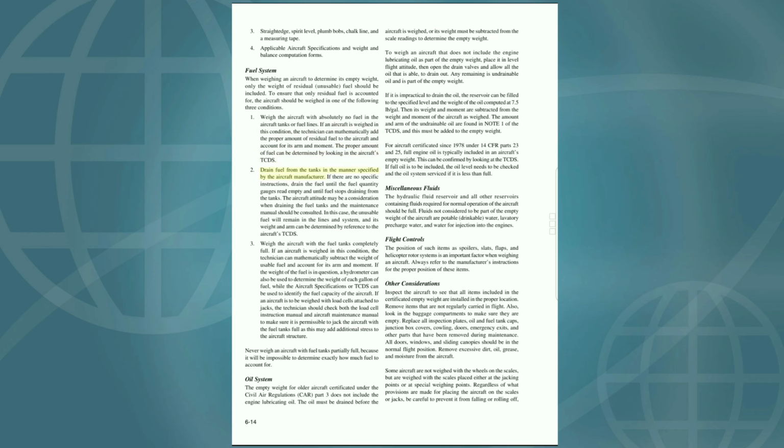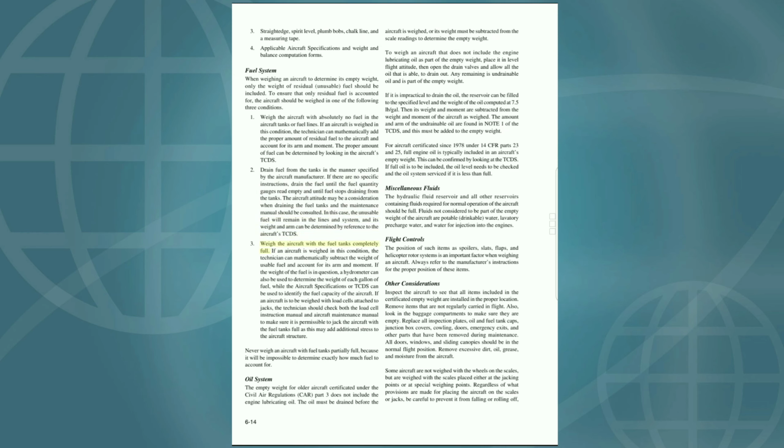2. Drain fuel from the tanks in the manner specified by the aircraft manufacturer. If there are no specific instructions, drain the fuel until the fuel quantity gauge reads empty, and until fuel stops draining from the tanks. The aircraft attitude may be a consideration when draining the fuel tanks, and the maintenance manual should be consulted. In this case, the unusable fuel will remain in the lines and system, and its weight and arm can be determined by reference to the aircraft's TCDS.